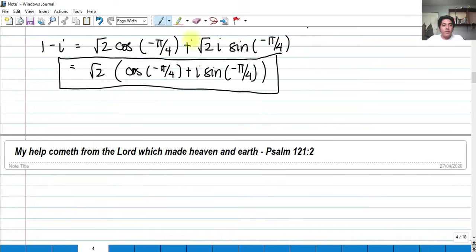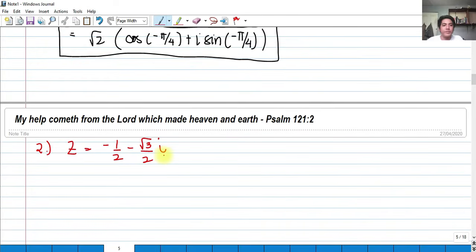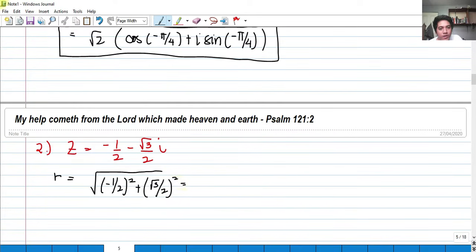For number 2, we have to get the polar form of negative 1 half minus square root of 3 halves i. Again, this is pretty straightforward, formula based. So we have to get r. We have negative 1 half squared plus square root of 3 over 2 squared, and if we solve that, it's only equal to 1.